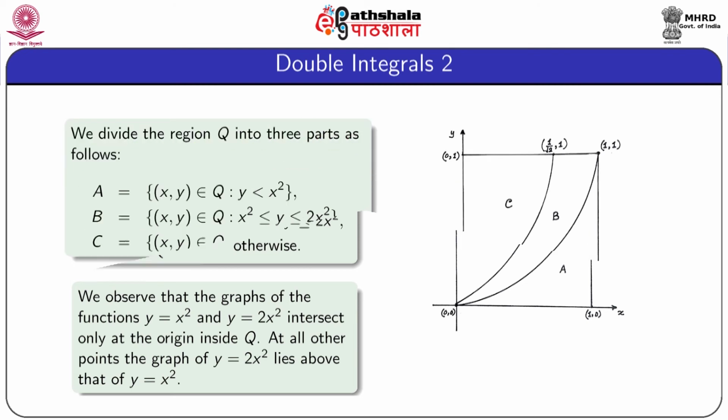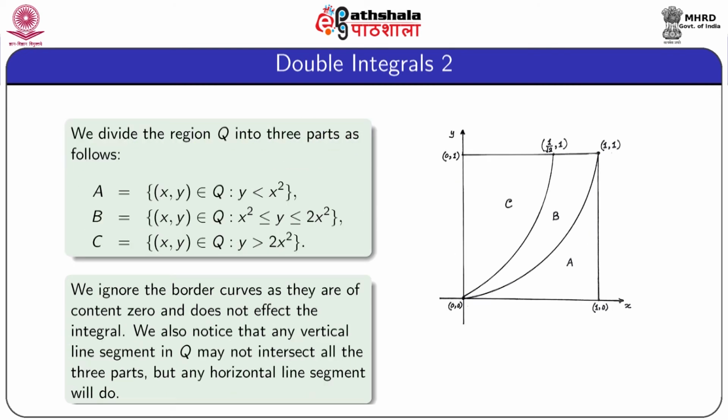At all other points, the graph of y equal to 2x squared lies above that of y equal to x squared. We divide the region Q into three parts as follows. A is the region in Q where y is less than x squared, B where y lies between x squared and 2x squared, and C in Q where y is greater than 2x squared. We ignore the border curves as they are of content 0 and do not affect the integral. We also notice that any vertical line segment in Q may not intersect all three parts, but any horizontal line segment will.